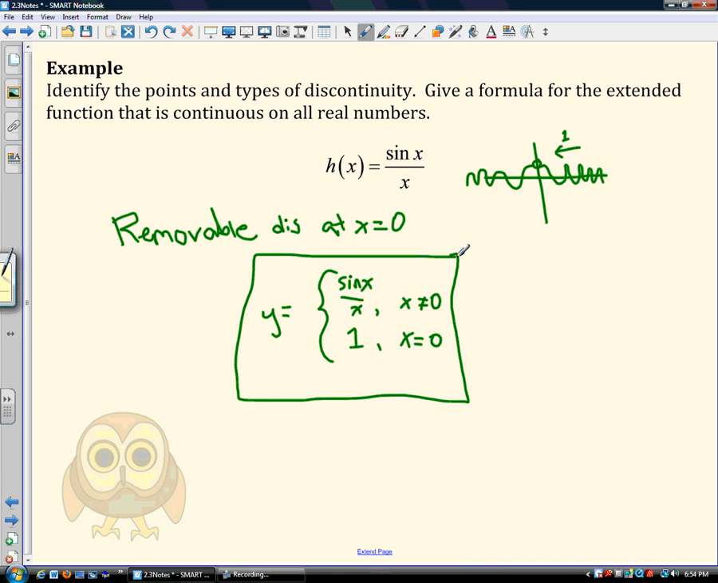Okay? If we had a function that looked just like this and had that point filled in, we would use it, but we don't. So we just made one. We just filled that right in.